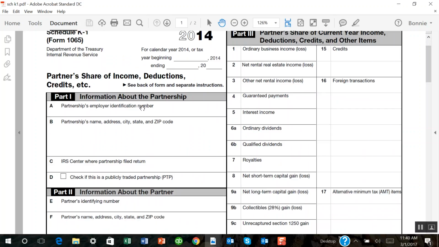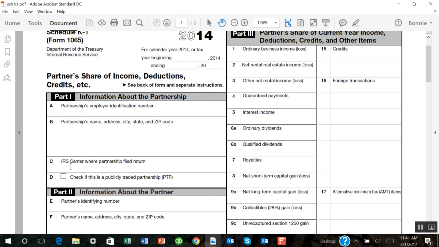So here you enter the partnership's ID number again, and you enter the partnership's name and address. This is all from page 1 up here. You have to figure out what IRS center the partnership is going to file its return in. So where do you think you go to figure that out? The instructions, right? So you would go to the instructions, figure out what city and state the partnership is located in, and based on that, you're going to figure out what IRS center you're supposed to file the return.